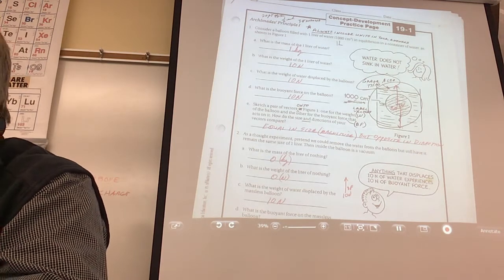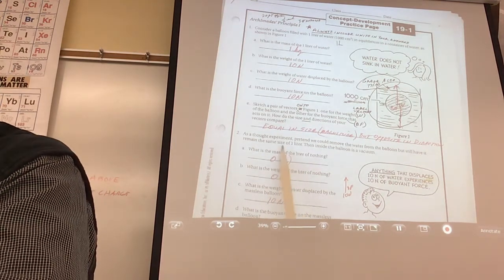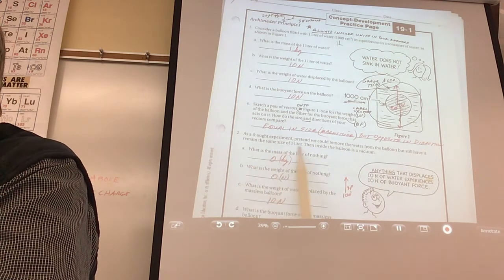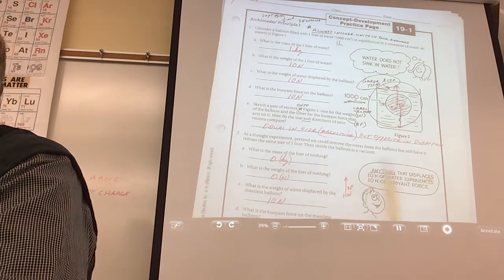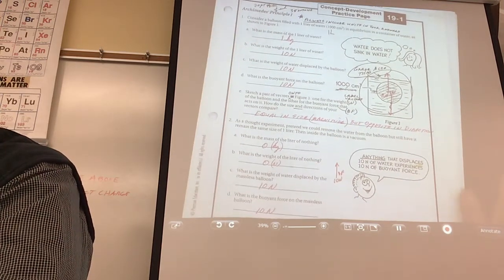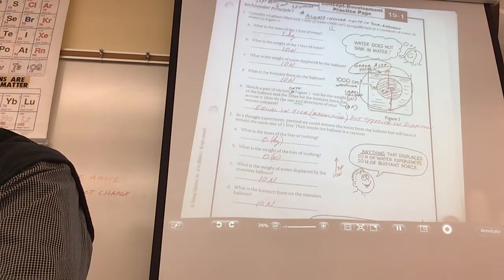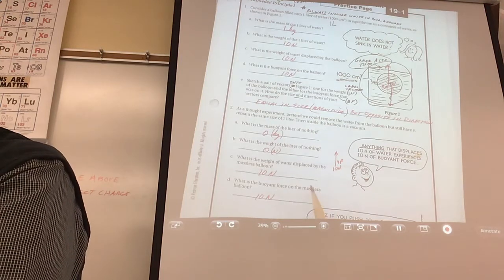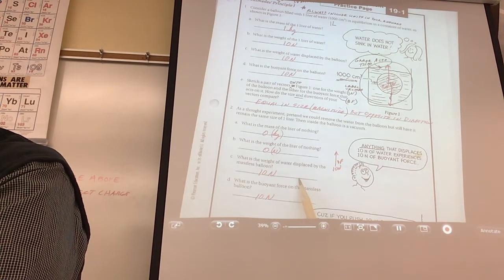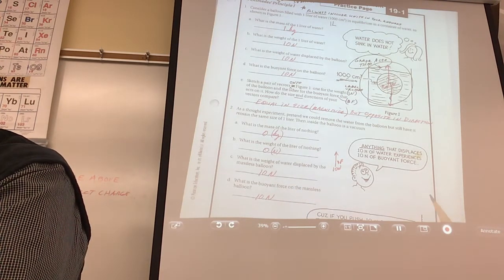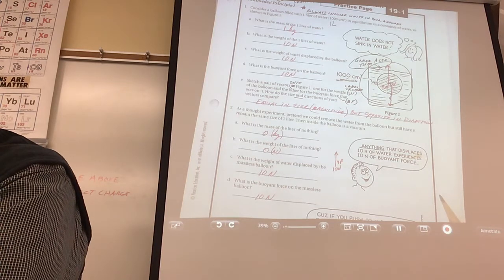Opposite. Okay, now we go down here. A thought experiment. Pretend we could remove the water from the balloon and still have it remain the same size, but the inside is nothing. It has nothing in it. What is the mass of the liter of nothing? Nothing. What is the weight of a liter of nothing? Nothing. What is the weight of the water displaced? 10 newtons. And what is the buoyant force then? 10 newtons. In which direction will the massless balloon be accelerated?